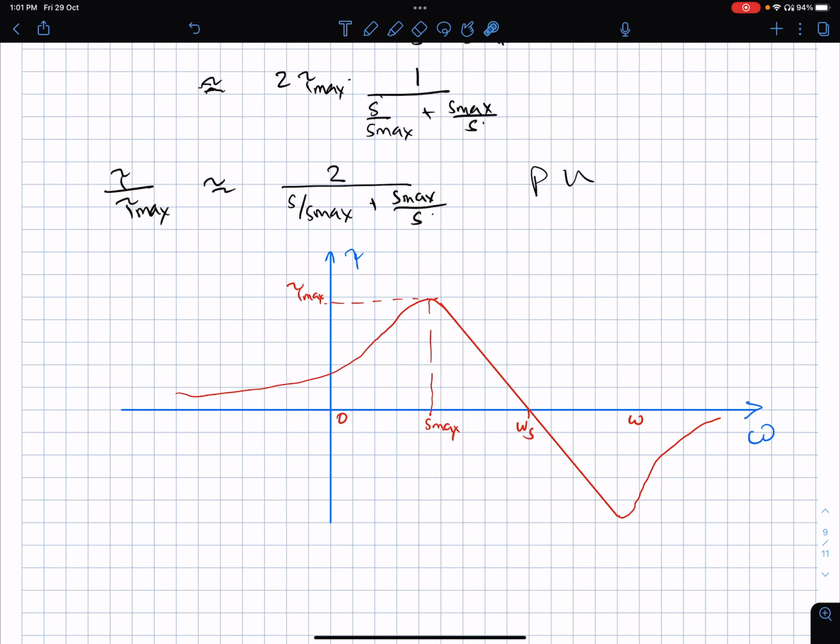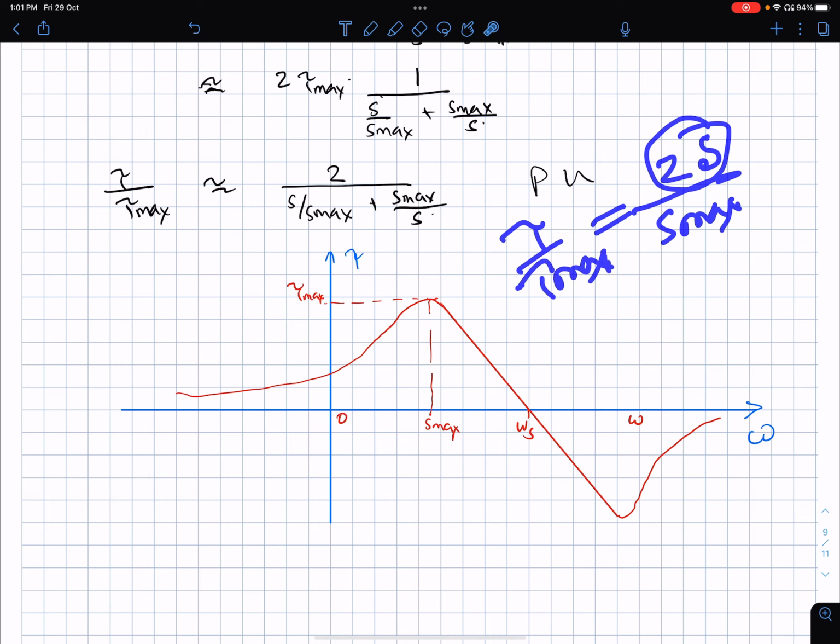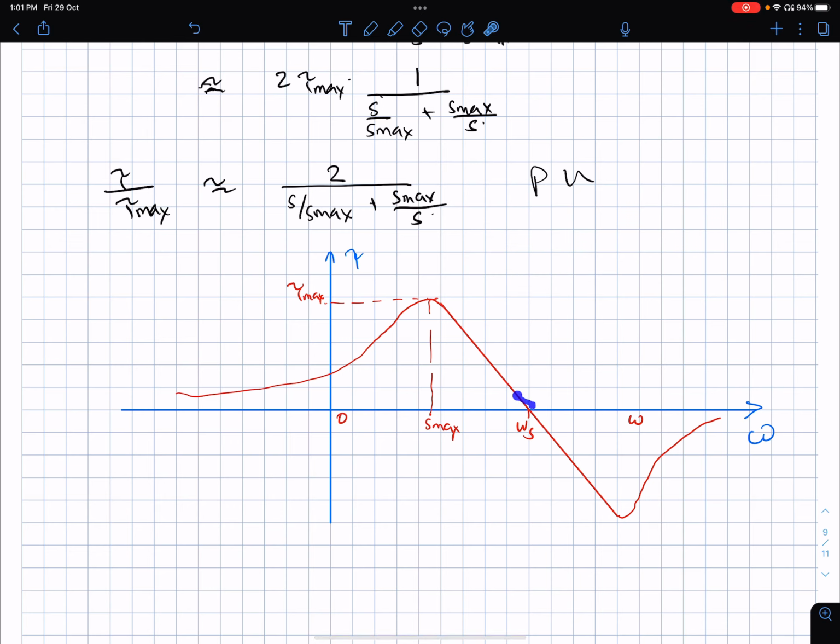Suppose that slip is very small. Then this number will dominate this number, so this number can be ignored, and approximately you can write this as 2 divided by s max by s. So the s goes out, and this becomes equal to tau by tau max. As the slip increases, the tau increases, almost like a straight line at first, and then it will tilt towards the T max and hit the T max here.